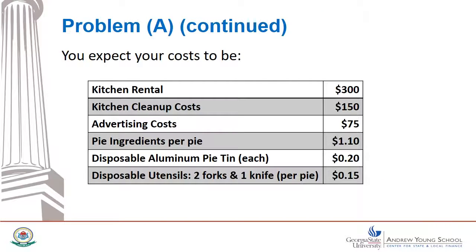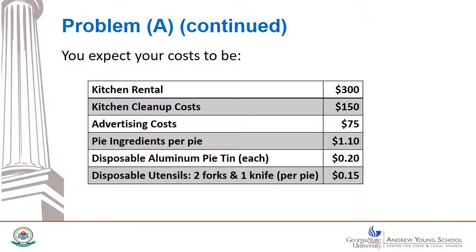Here are the estimates for the various cost items for conducting and marketing the bake sale. Kitchen rental is $300. Kitchen cleanup costs are $150. Advertising costs are $75. Pie ingredients per pie is $1.10. Disposable aluminum pie tins are 20 cents per pie. Disposable utensils, including 2 forks and 1 knife, are 15 cents per pie.